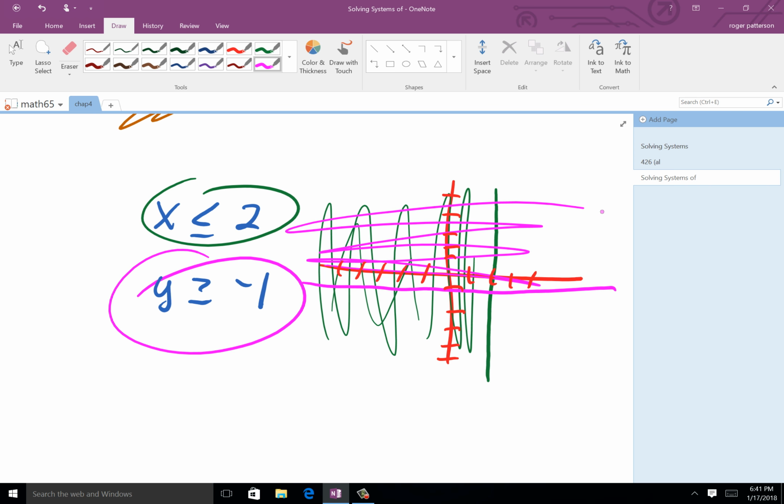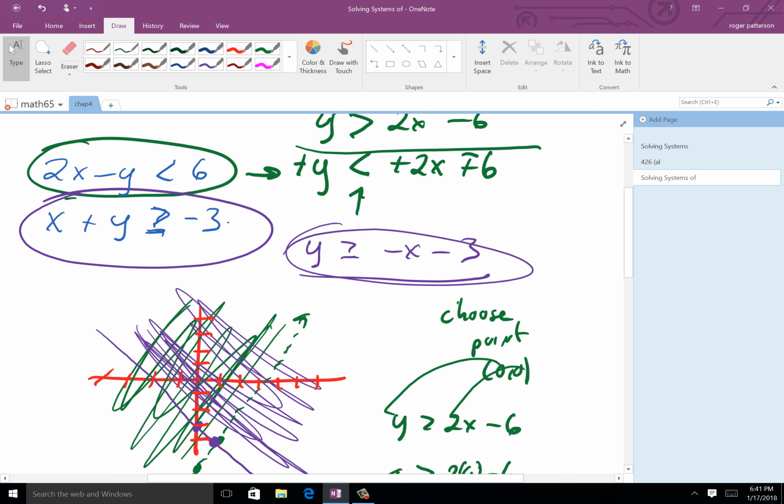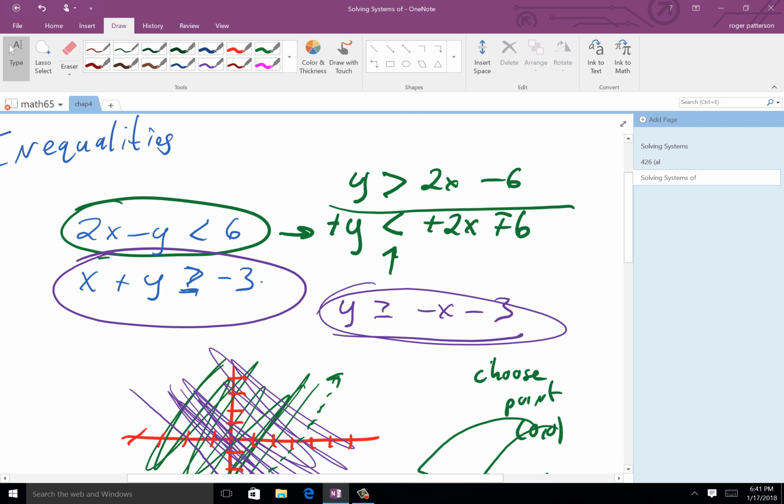So let's go back and we'll do that first one. The first one was 2x minus y, and here's all your less than or equal to keys right here. So I'm just going to go less than 6. Okay, look at that. It shades it like that. Pretty cool, huh? And then you come down here, x plus y greater than or equal to negative 3. And there it is.